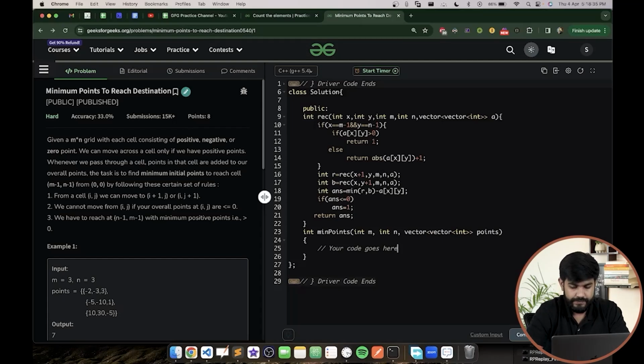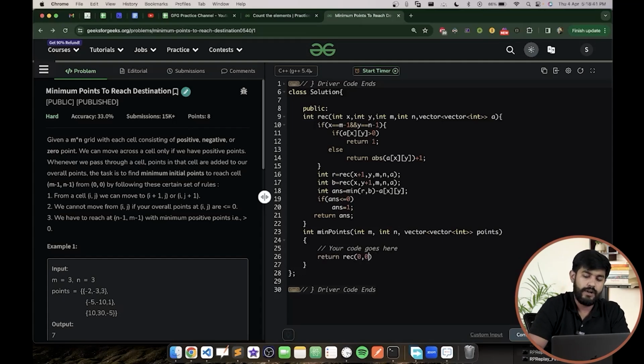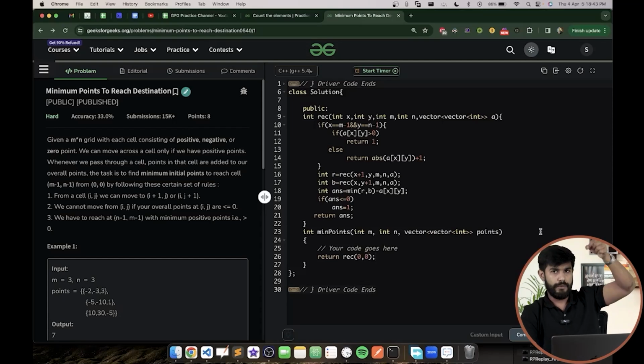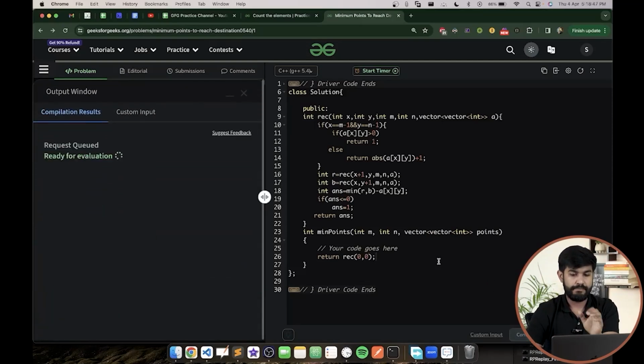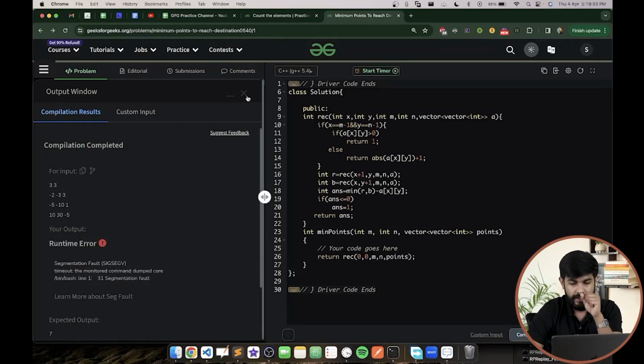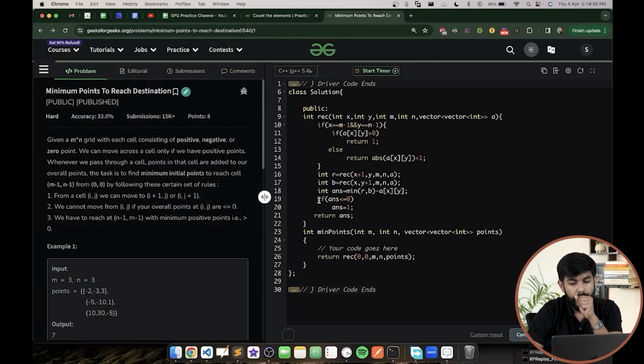So now return rec of 0 comma 0, that is we would start working from the top left. Now let us just compile and see how many errors we are making. So this is not working because we did miss one thing.